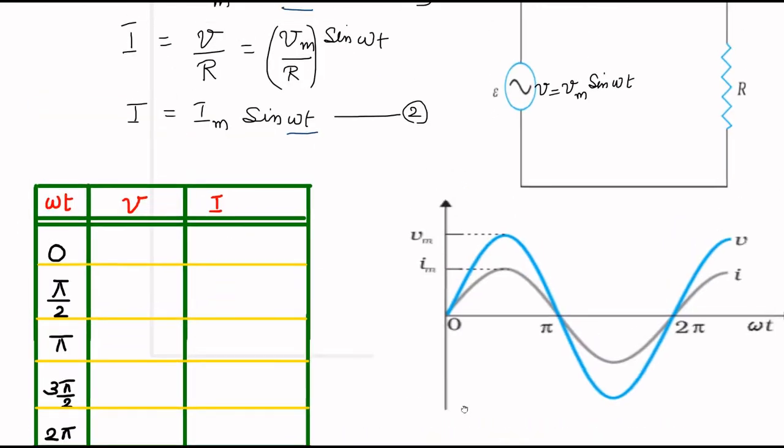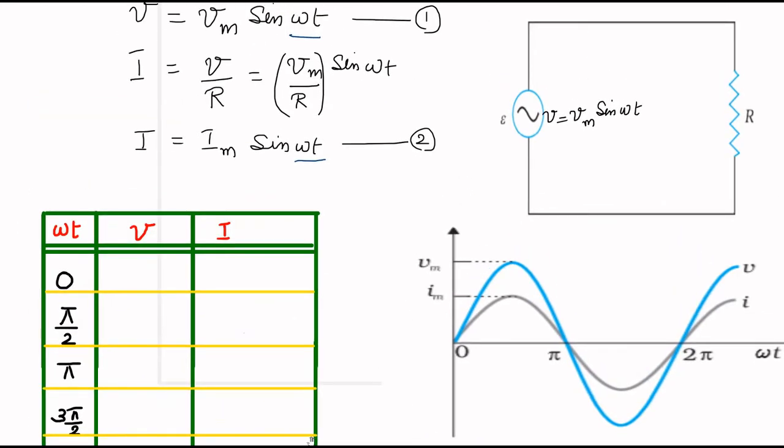When omega t equal to 0, from the equation V equal to Vm sin omega t, V equal to Vm sin 0. Sin 0 is 0. Current Im sin omega t at 0, current is also 0. When omega t is pi by 2, voltage is Vm sin pi by 2, sin pi by 2 is 1, so V equal to Vm. Similarly, current equal to Im sin pi by 2.